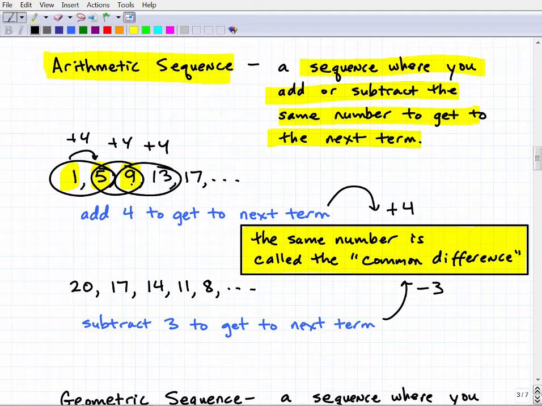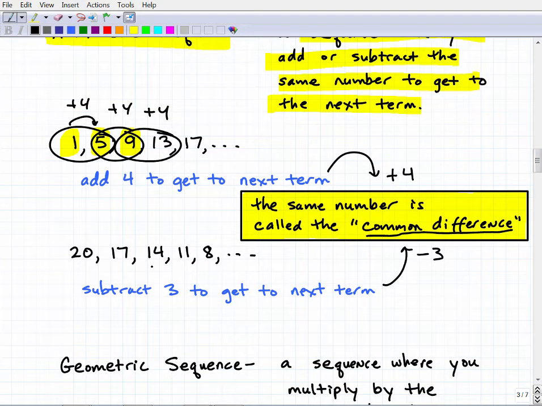So, all right, this is working. What's going on here is you're adding the same number to get to the next term, all right? Now, that same number that we're adding or subtracting is called the common difference. You need to know this language, the common difference. So the common difference in an arithmetic sequence is that one number that you're adding or subtracting to get to the next term. Let's take a look at this sequence and see where the subtraction example would come in.